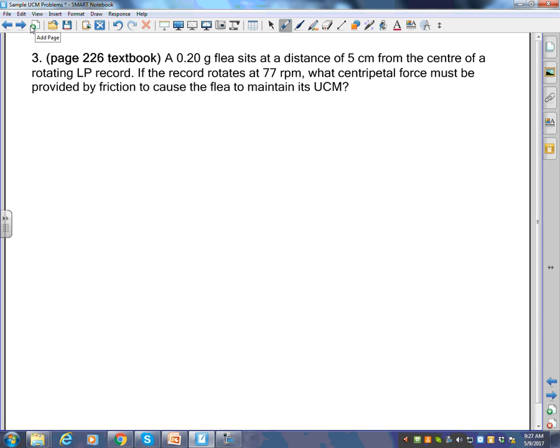So the last question is one from the textbook. It's somewhat amusing. A 0.20 gram flea sits at a distance of 5 centimeters from the center of a rotating LP record. Now, first of all, who weighs fleas?